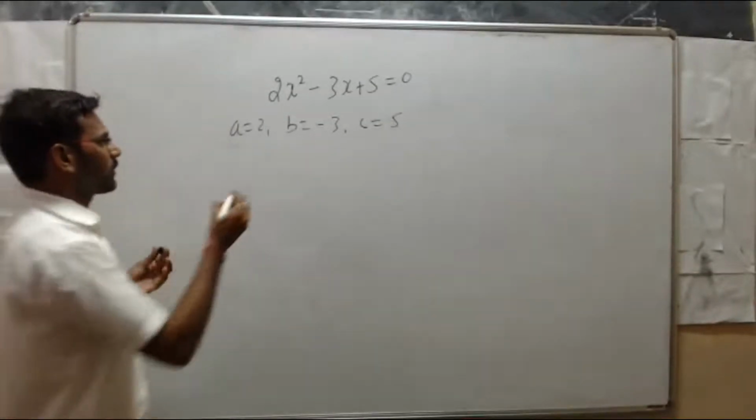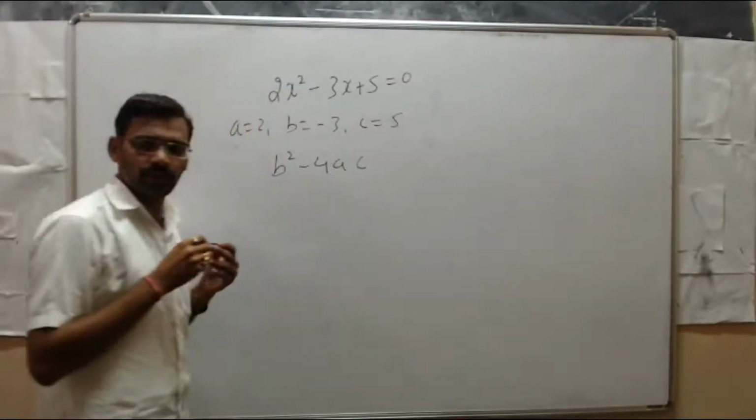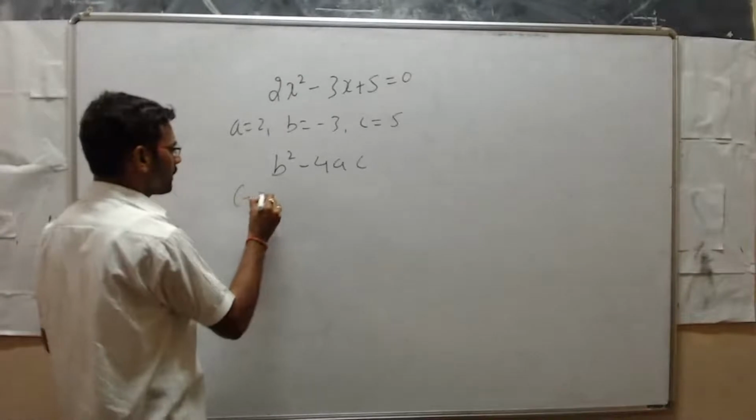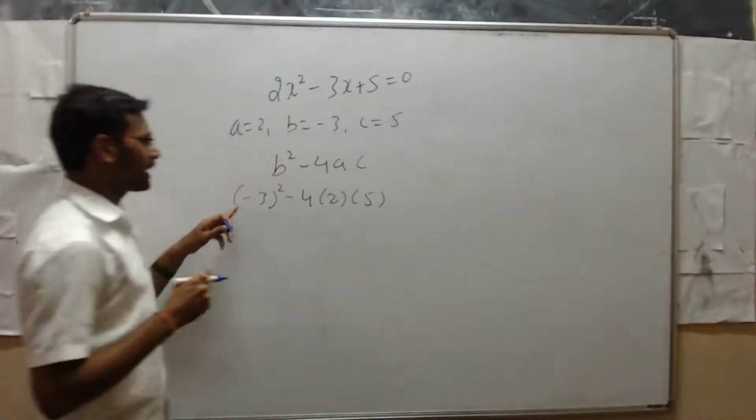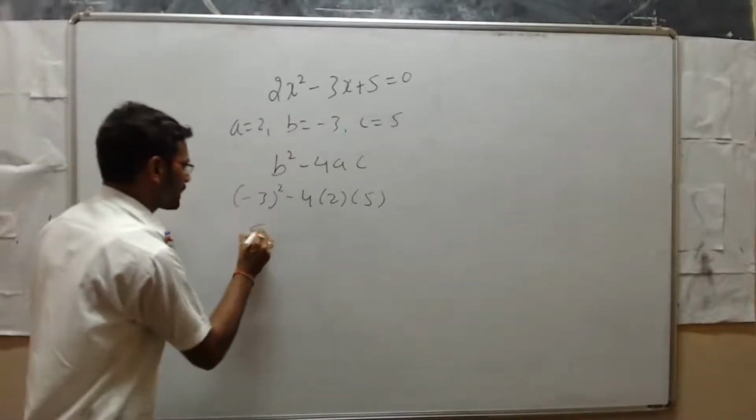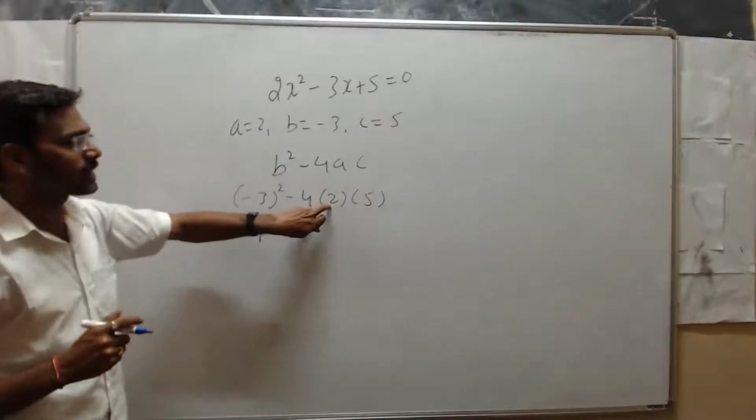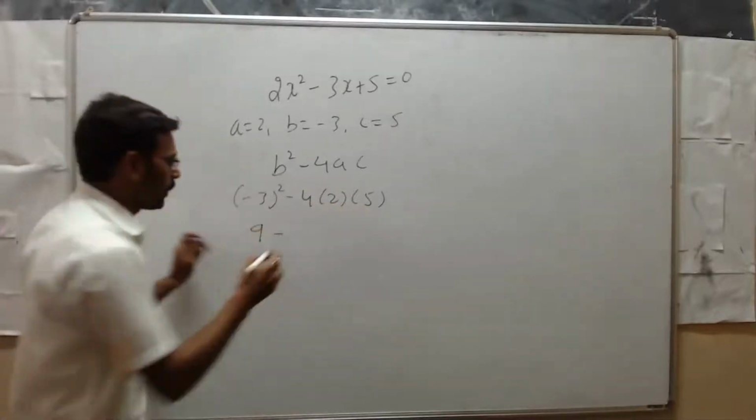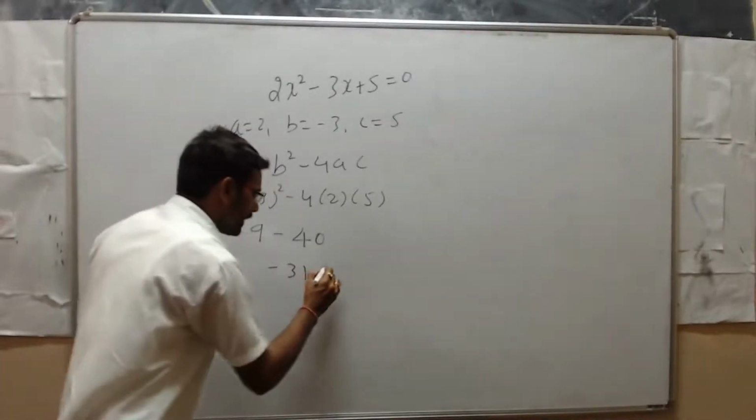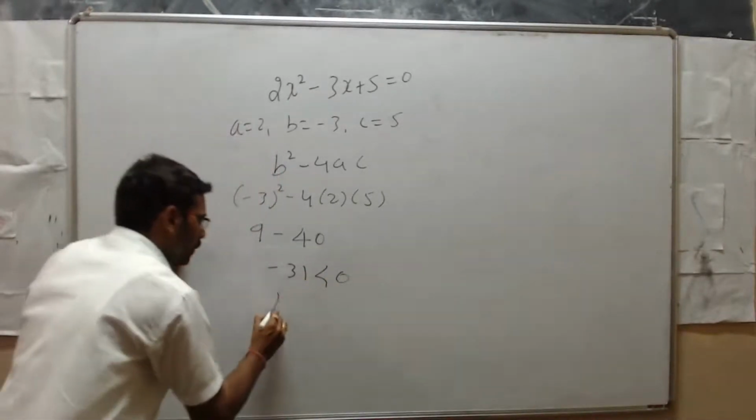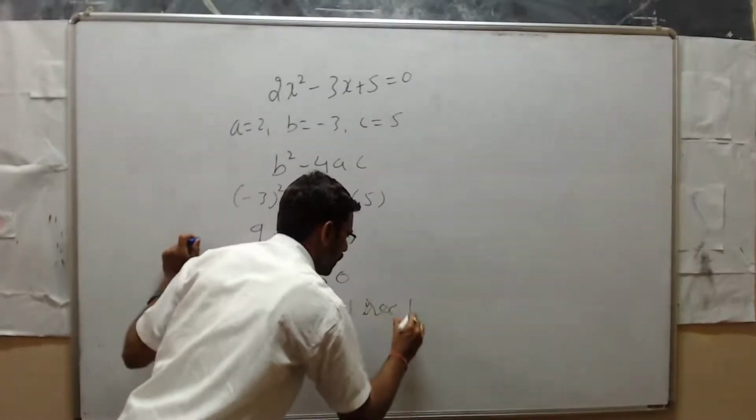To decide the nature, first we have to find the value b square minus 4ac. B value is minus 3 whole square minus 4, a value is 2, c value is 5. Minus square is plus 3 square is 9 minus 4 2s are 8, 8 5s are 40. It is minus 31. Minus 31 means it is less than 0. Less than 0 means no real roots.